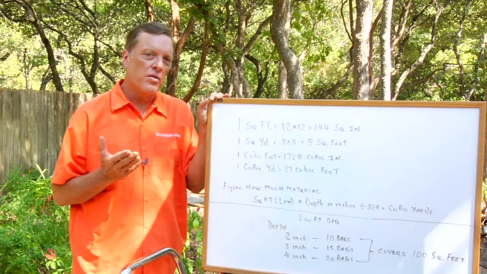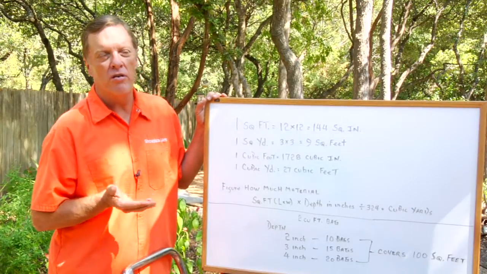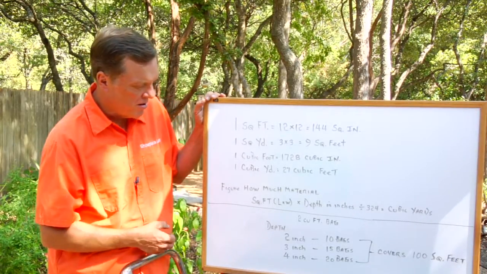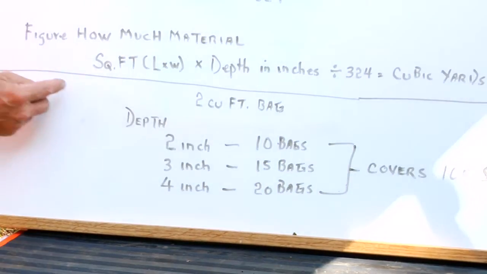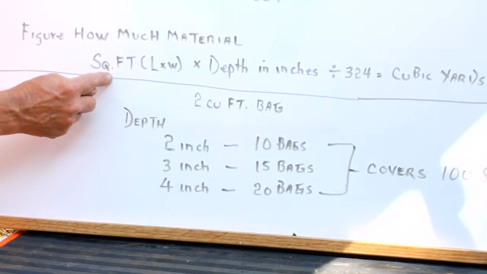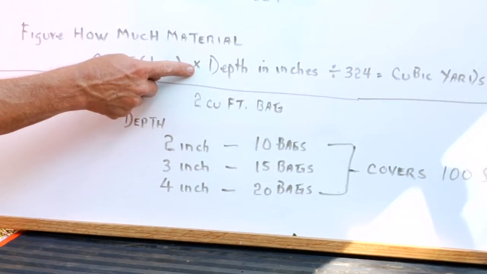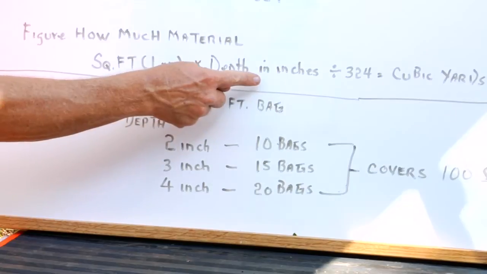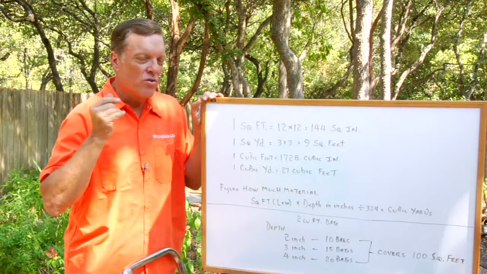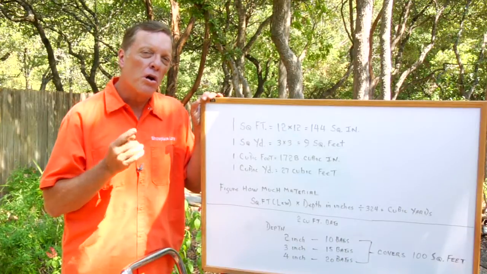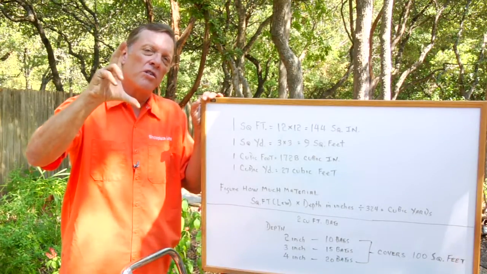Now, how do we figure that yardage total for the amount of material we need to do our project? We take our square footage, which on average you would get by length times width. Then you take your square footage times how deep or how thick you want to put that material down. That can be anywhere from 1/4 of an inch up to 2, 3, 4 inches depending.